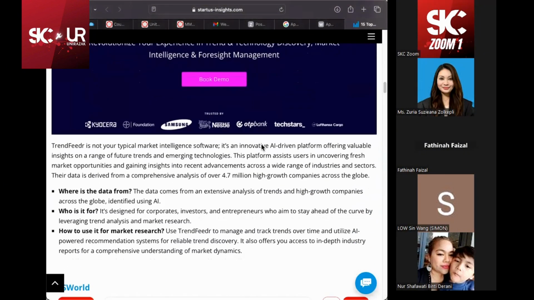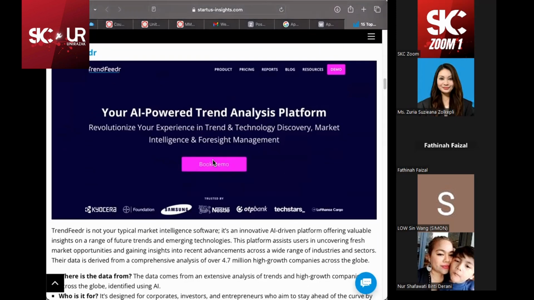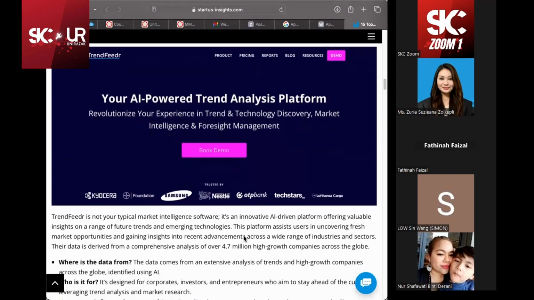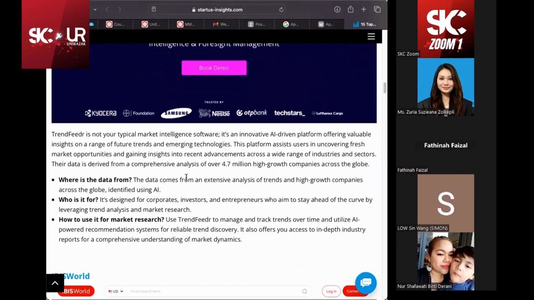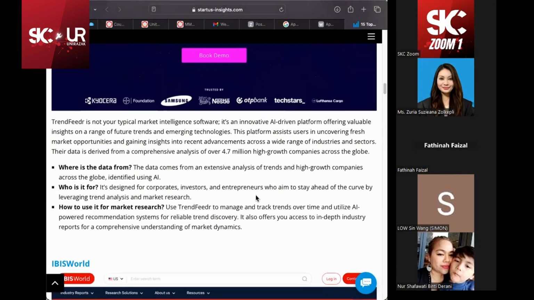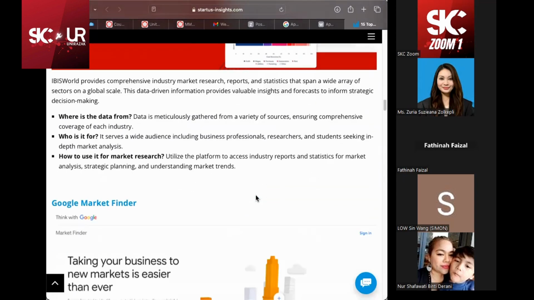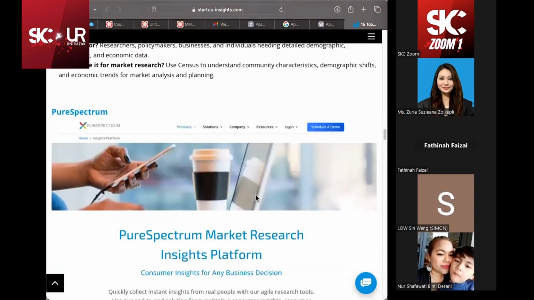And then we have Trend Feeder, an innovative AI-driven platform offering valuable insight on a range of future trends and emerging technology. As you can see here, some companies already use their software. These are well-known companies like Samsung, Nestle, Lufthansa. The data is derived from comprehensive analysis of over 4.7 million high-growth companies across the globe. It is designed for corporates, investors, and entrepreneurs who aim to stay ahead of the curve by leveraging trend analysis and market research. Okay, and the list follows here.